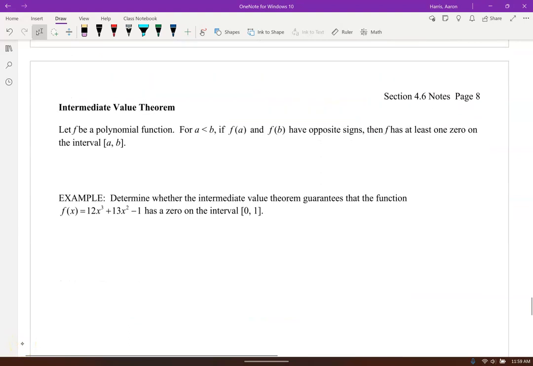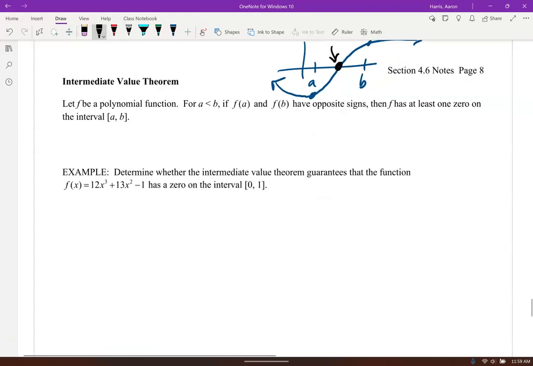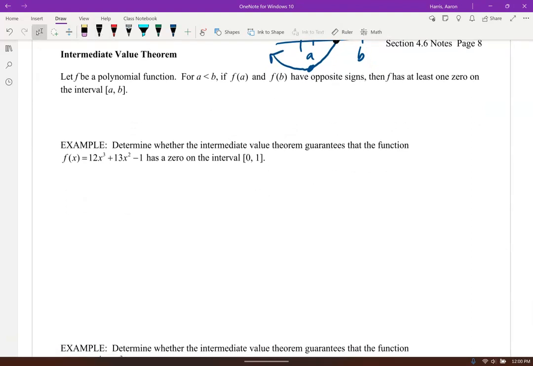All right, guys, the intermediate value theorem says if you've got a polynomial function, so smooth and continuous, and a is less than b, let's put a here, let's put b here. If f of a and f of b have opposite signs, like let's say f of a is down here, it's negative, f of b is positive. Again, this is some polynomial, so I don't know what it looks like, but it's smooth and continuous. Then, if they change signs from f of a to f of b, we know you've got to have a 0 in between them. It's got to cross the x-axis, right?